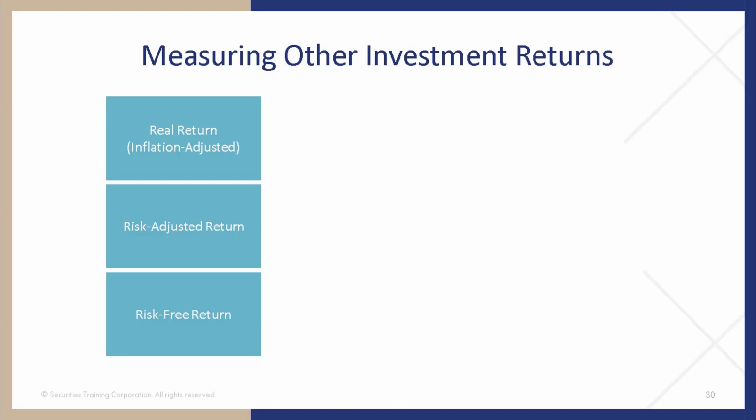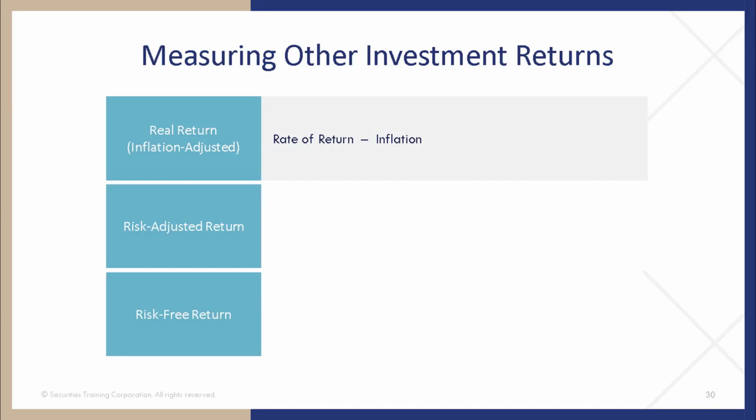Let's look at the first one, real rate of return, inflation adjusted. That is found by taking the rate of return, what you're earning, less inflation. Now, inflation is usually measured based upon something called the CPI, Consumer Price Index, which will be discussed more in detail in Chapter 19, the economics chapter.